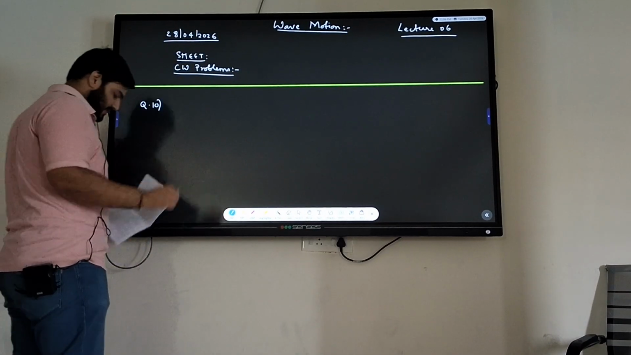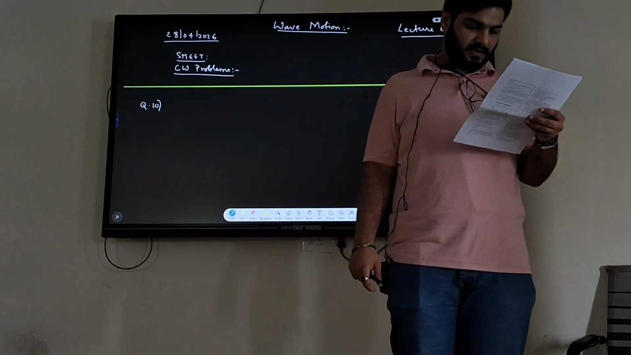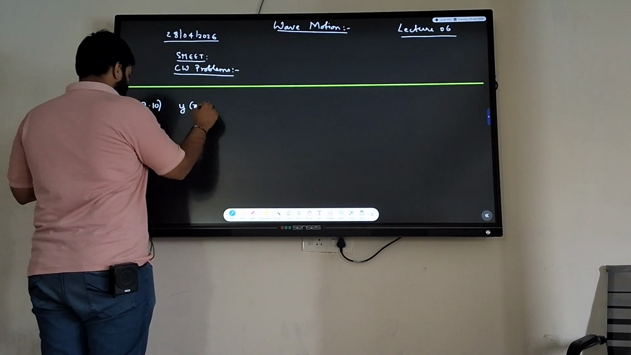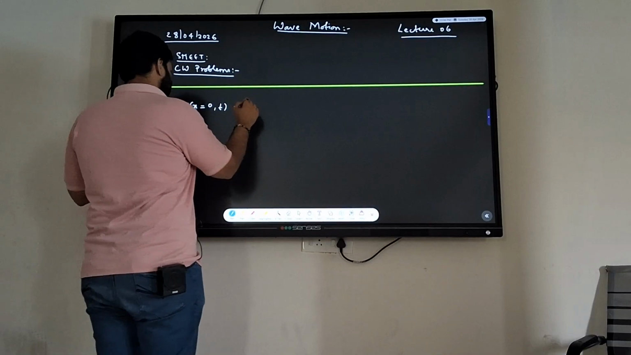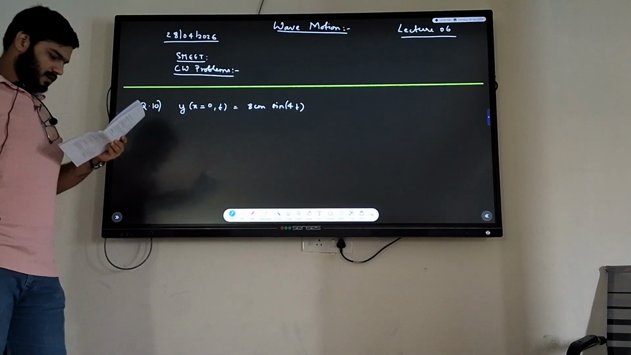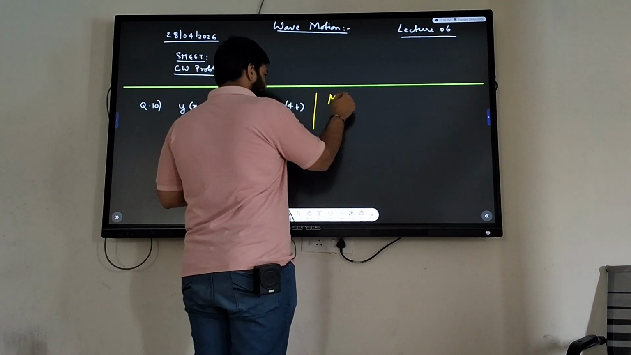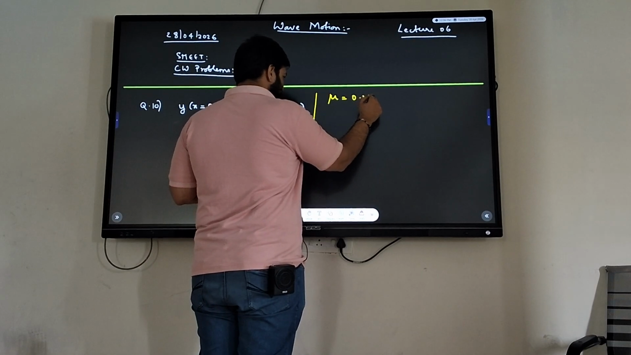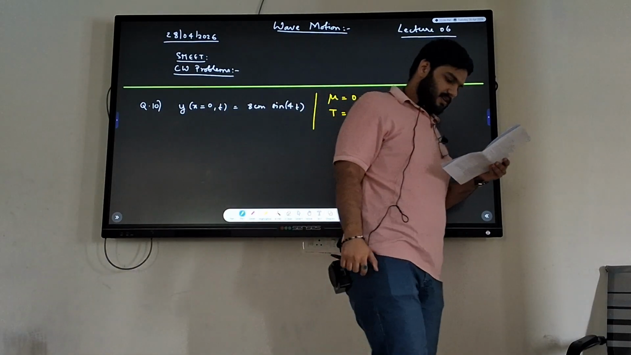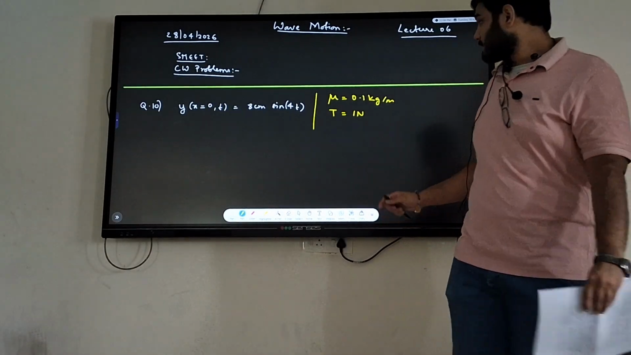I think it's mentioned in the question that you have a string, and on this string a wave is given at x equal to 0. So y of x equal to 0 comma t is 8 centimeters sine 4t. The linear mass density mu is given to be 0.1 kg per meter, and the tension is 1 Newton. Then they are asking, what if you surround the string by some medium?